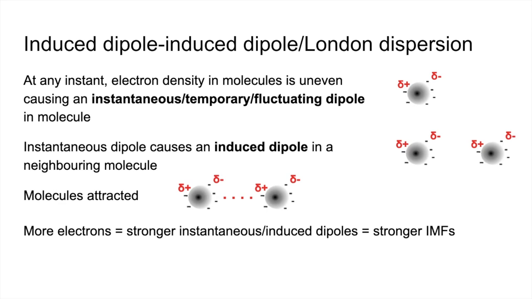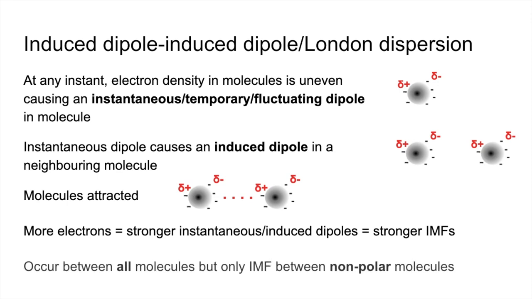As the number of electrons increases in the molecules, these instantaneous and induced dipoles get stronger, and therefore the intermolecular forces get stronger. And finally, these intermolecular forces occur between all molecules, but it's the only intermolecular force between non-polar molecules. Obviously, all molecules have this force because all molecules have electrons.